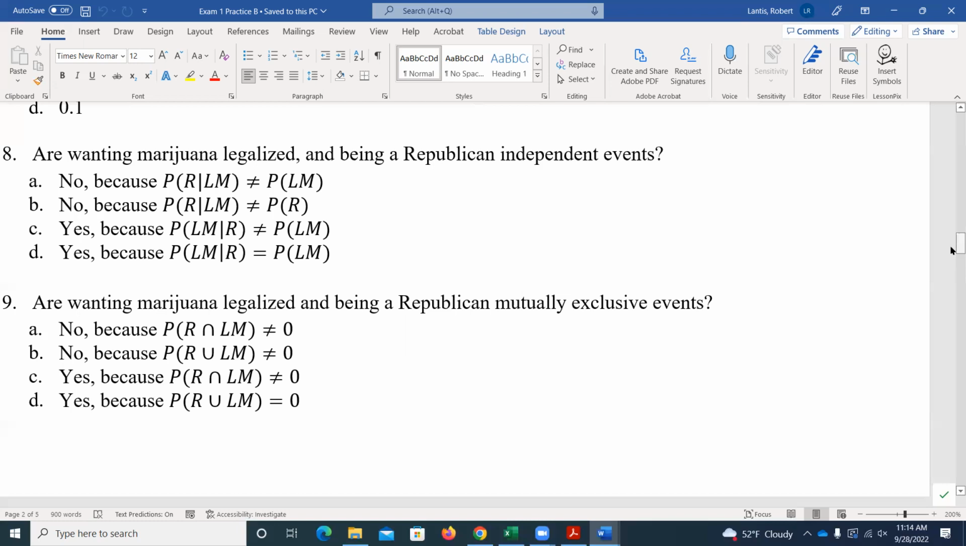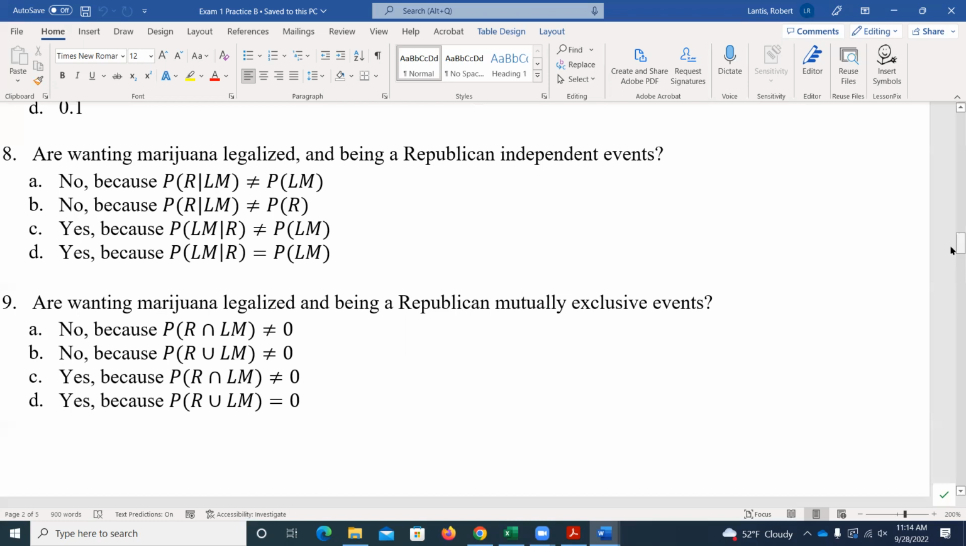So the definition of independence is if the unconditional probability of an event is the same as the probability of that event when we condition on our other event. So if the probability that someone wants marijuana legalized is the same as the probability they want marijuana legalized given they're Republican, we'd say these are independent events, right? If they're not the same, we would say they're dependent or not independent events. Okay, well, we have to check this.